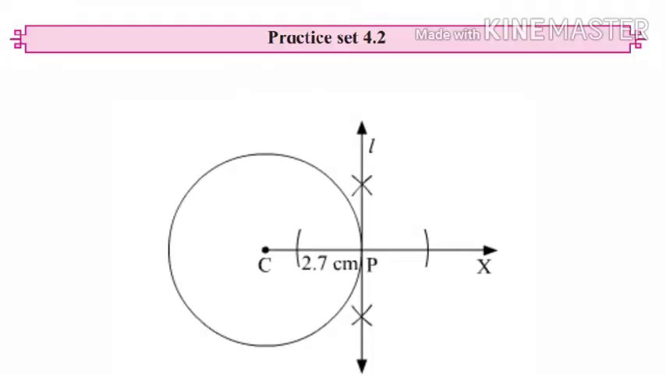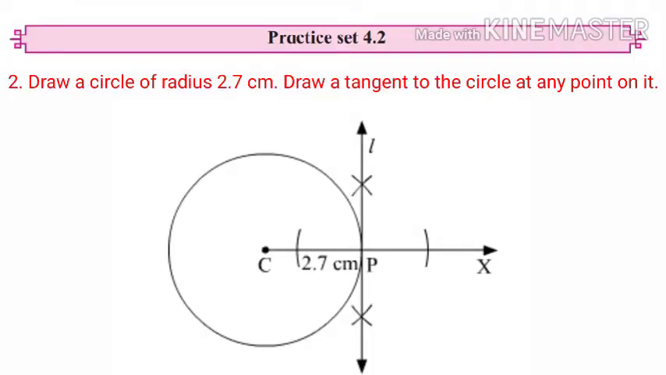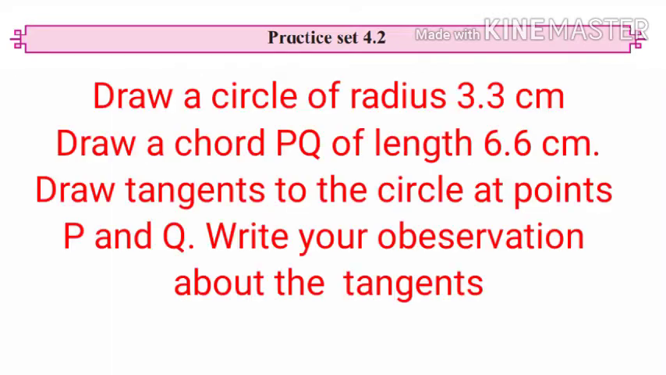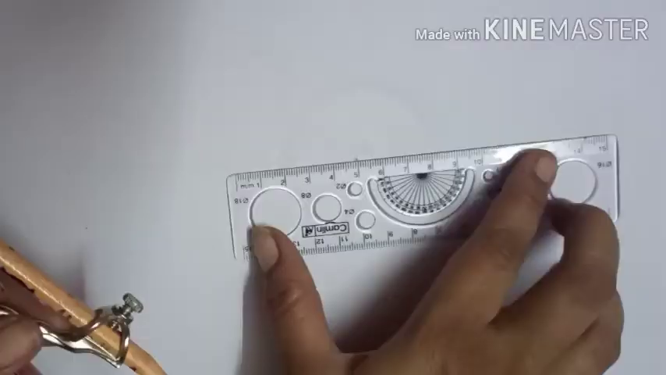Now in question number 2, we can draw the tangent to the circle similar to example number 1. Now we will move on to question number 4. Draw a circle of radius 3.3 cm. Draw a chord PQ of length 6.6 cm. Draw tangents to the circle at points P and Q. Write your observation about the tangents.